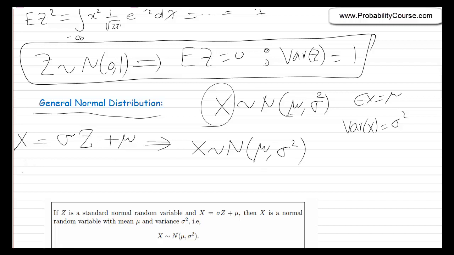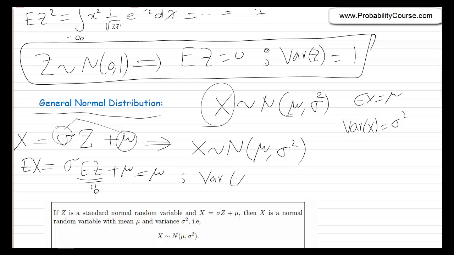Well, first of all, what's going to be the expected value of X? By linearity of expectation, it's going to be sigma, because sigma and mu, remember, these are just constant numbers, sigma times expected value of Z plus mu, but expected value of Z is 0, so it becomes mu. And how about variance of X? Remember, we had this rule that if we add something to a random variable, it doesn't change the variance. But if we multiply it by sigma, the variance of X becomes sigma squared times variance of Z. But variance of Z equals 1, so this becomes sigma squared.